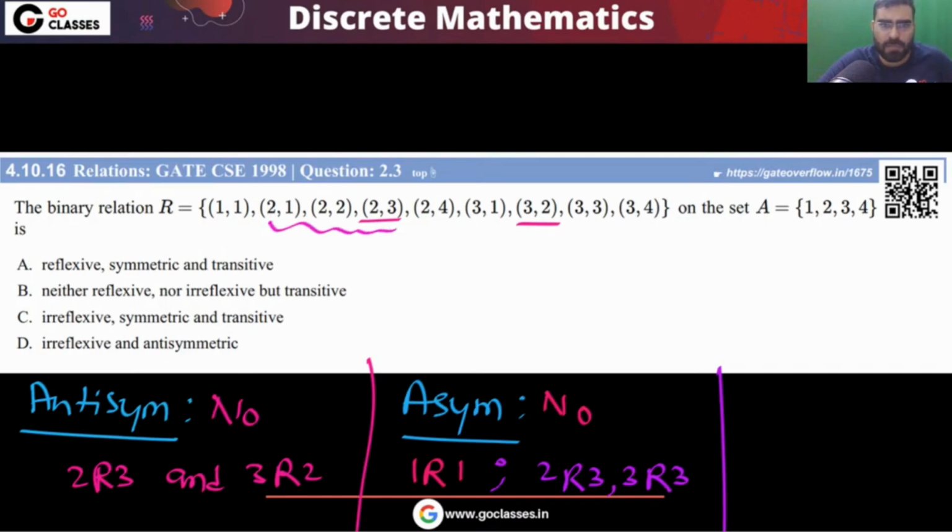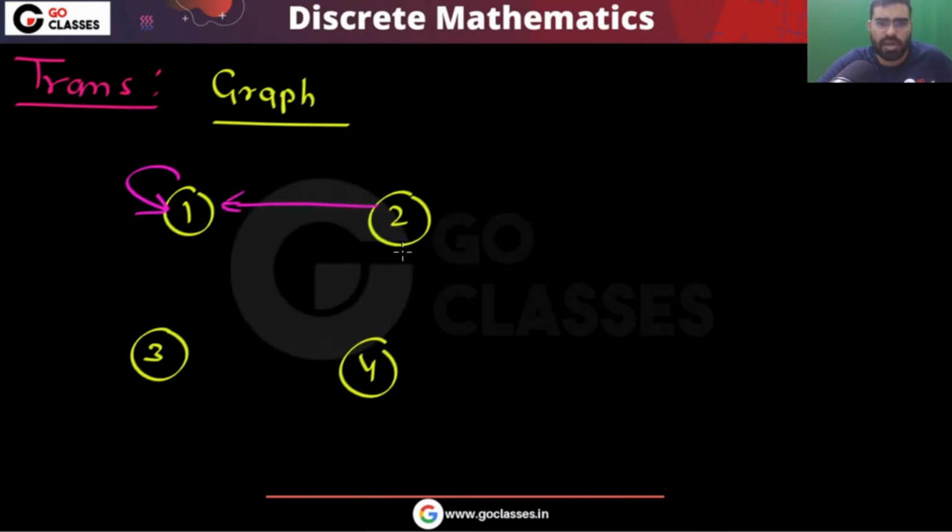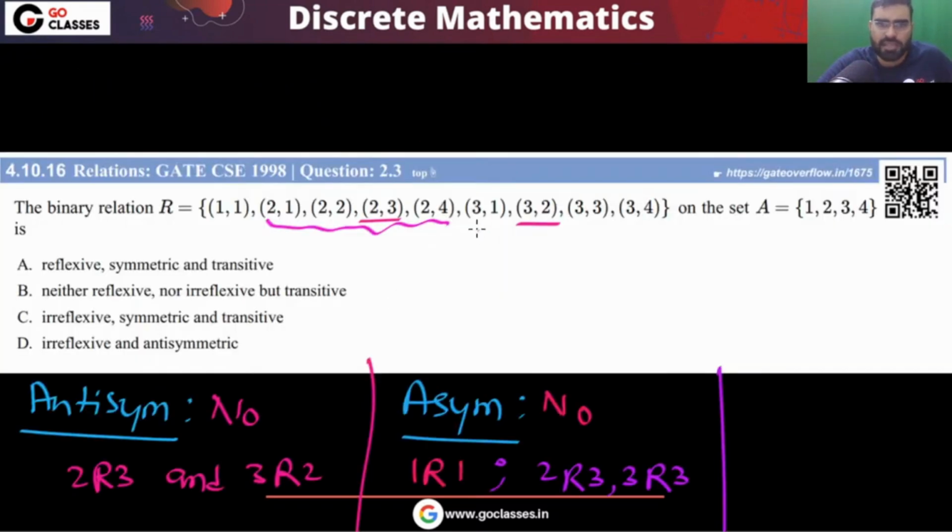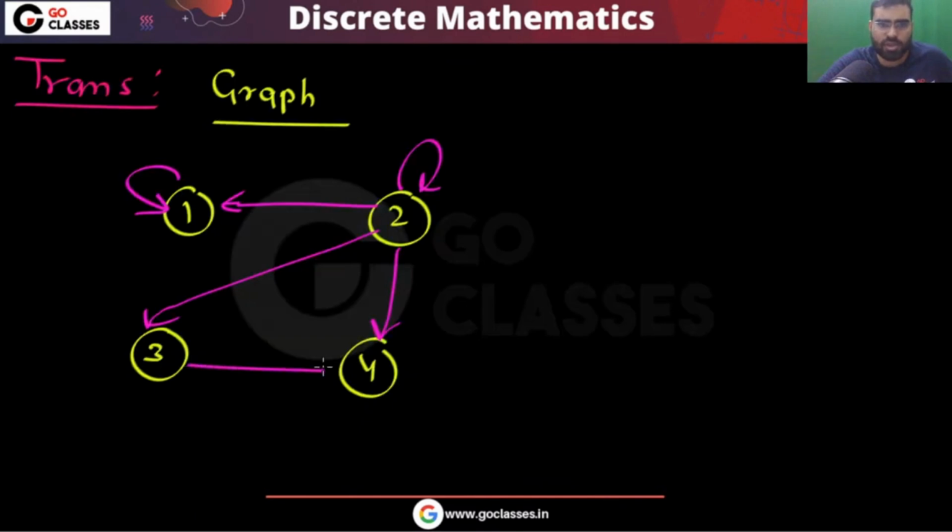1, 2, 3. Sorry, 2 is related to everyone. You can see that 2 is related to everyone. Okay, now what next? 3 is related to everyone. So again, this 3 is also related to everyone. Now let's check, is this a transitive relation?